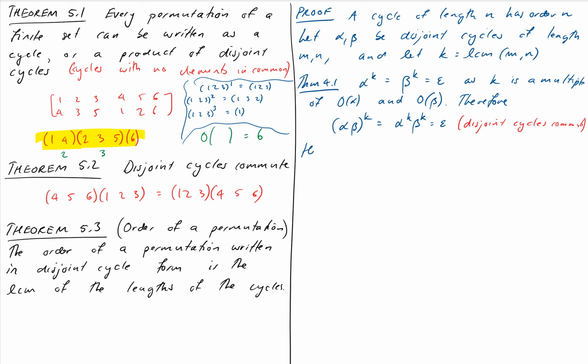So hence, t, which I'm going to define to be the order of alpha beta, divides k. Make sense? Remember, if I have a power of an element equaling the identity, then that power is a multiple of the order of the element. So here, the order is t. k gives us the identity, alpha beta to the k. Therefore, t must divide k. k must be a multiple of t.